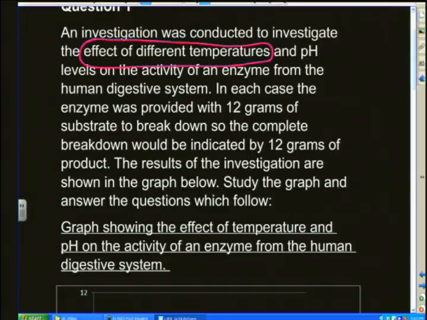All right, and pH levels on the activity of an enzyme. All right, now you need to, warning bells going off. Temperature and pH of enzymes. What words do we need to start thinking about?